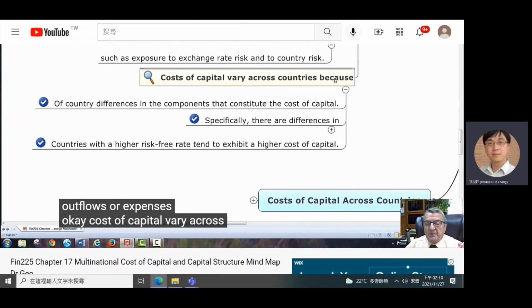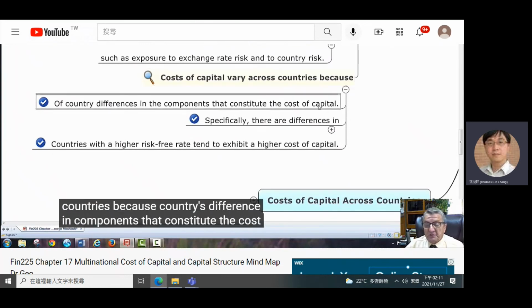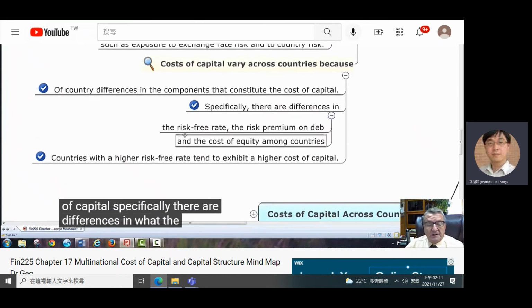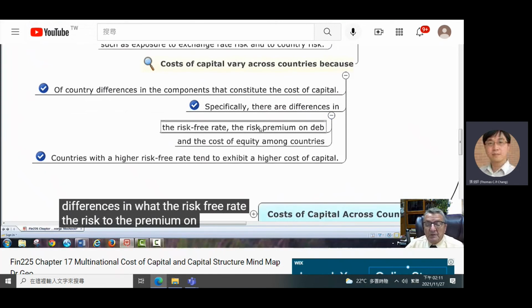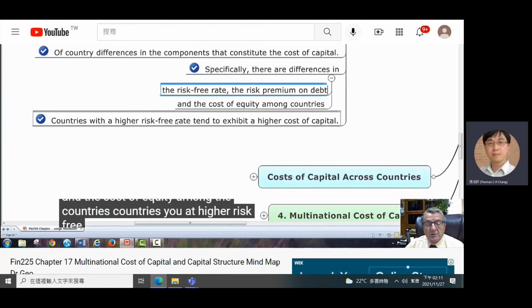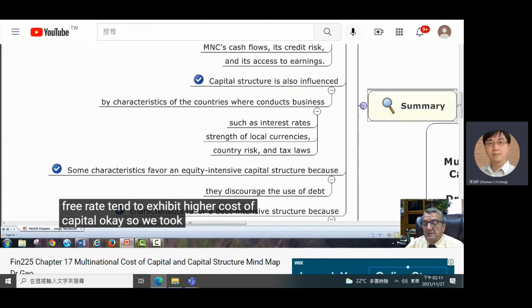Okay, the cost of capital varies across countries because of differences in the components that constitute the cost of capital. Specifically, there are differences in the risk-free rate, the risk premium on the debt, and the cost of equity among the countries. Countries with a higher risk-free rate tend to exhibit a higher cost of capital. Okay, so we took care of the summary.